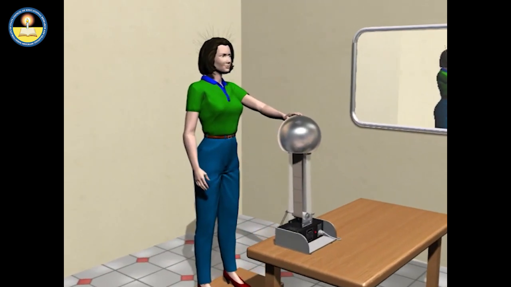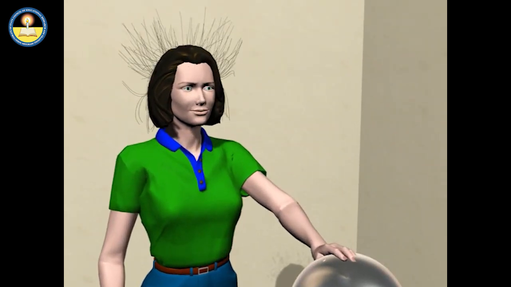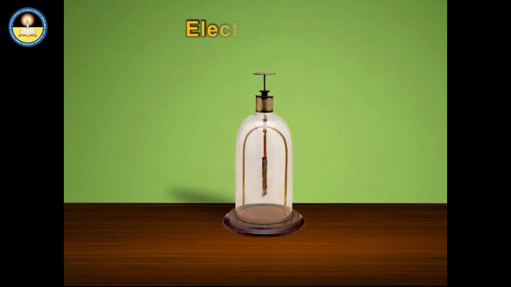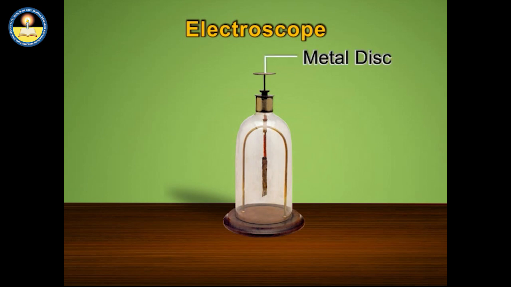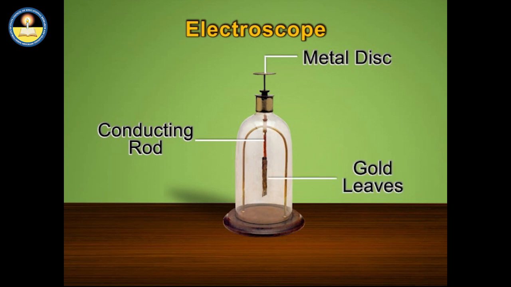Good conductor of electricity can be charged by bringing it in contact with another charged object. A very good example of charging objects by this method is an electroscope. Let's see an electroscope. It consists of a metal disc connected to a conducting rod. The lower end of the conducting rod is connected to a pair of thin gold leaves. The whole setup is in a glass jar.